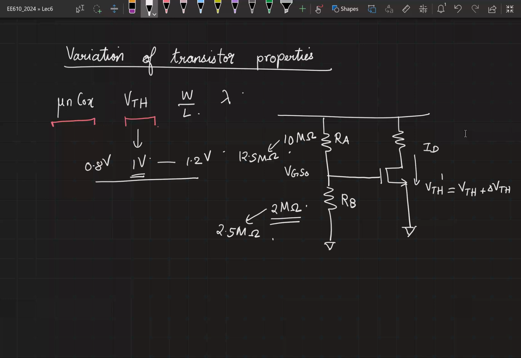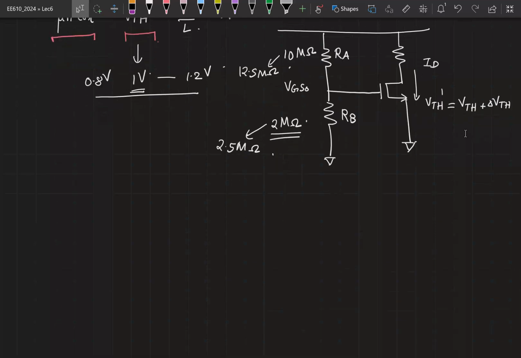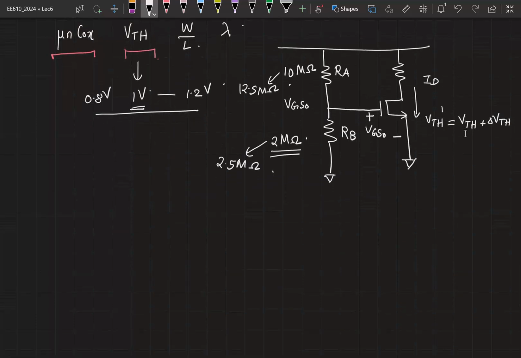So if we can apply a correction mechanism to one transistor, the same correction mechanism can be applied to the other transistors. Good. So now, coming back to the problem, what we have done now is we have tried to bias our transistor with a constant VGS0. Let us quickly look at the difference that causes in GM when mu and COX or VTH is varying.